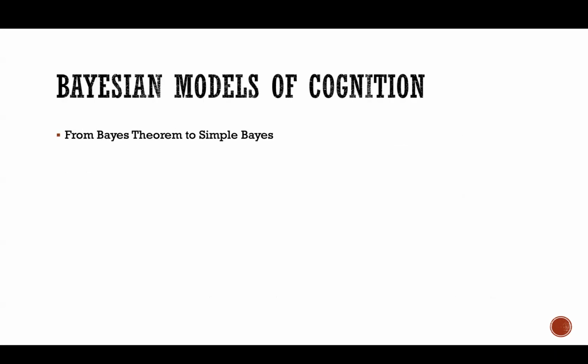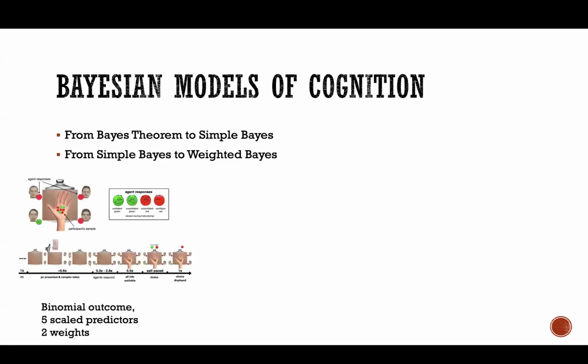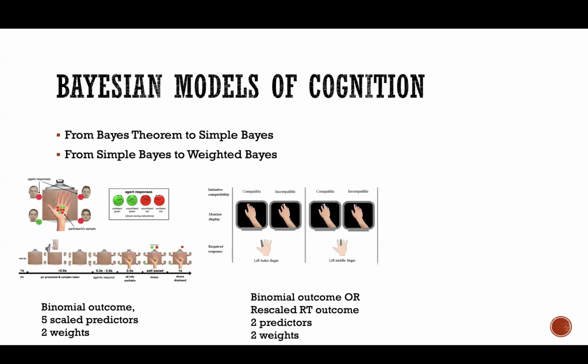Okay, so we've seen how we can go from Bayes' theorem to simple Bayes, making some assumptions, and from simple Bayes to weighted Bayes, based on our experience with logistic models. Right? And we've seen how it can be applied to the Gamble task, which has 5 scale predictors and 2 weights, or to the imitation inhibition paradigm, where we have a binomial outcome or rescaled reaction time outcome, 2 predictors and 2 weights.